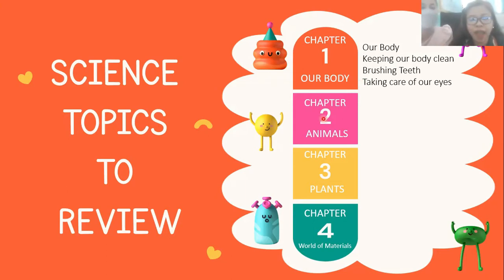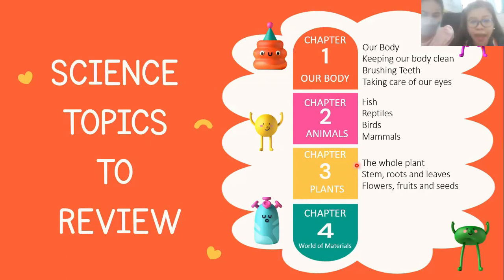For chapter 2, we have animals, and we have the following subtopics. We have fish, reptiles, birds, and mammals. So we're done with this one. Remember the different groups of animals. Chapter 3 is about plants, with the subtopics: the whole plant, the stem, roots, and leaves. We also have the flowers, fruits, and seeds. For chapter 4, we will only have the different objects and the different materials. Do not worry, I will send this PowerPoint to you after. These are the topics that I included for your midterm exam next week.